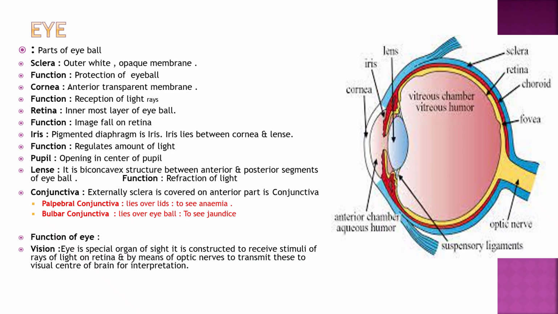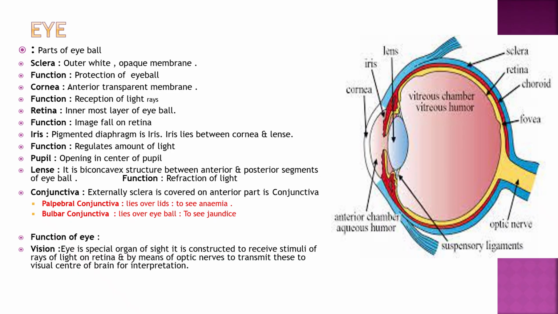Pupil is the opening in the center of the iris. It changes by constriction or dilatation because of light changes. In the dark the pupil dilates, and in more light it constricts. Lens is a biconvex structure between the anterior and posterior segments of the eyeball, and its main function is refraction of light. Then conjunctiva, which is external to the sclera, has mainly two parts, palpebral and bulbar conjunctiva.